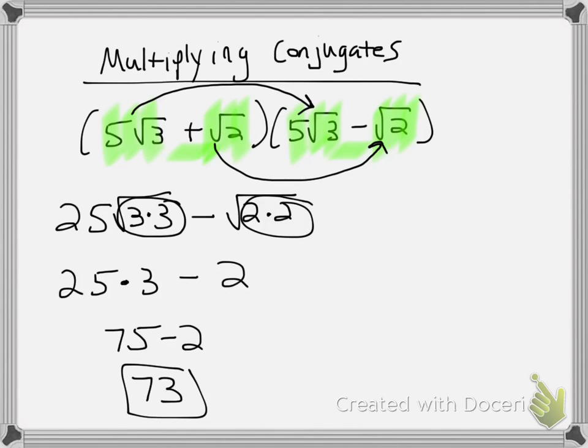So when you multiply conjugates, you actually are going to get rid of some of these square roots, all right? Because we are multiplying like square roots together, all right? So we always want to multiply our firsts together, multiply our lasts together, and that's how you multiply conjugates.